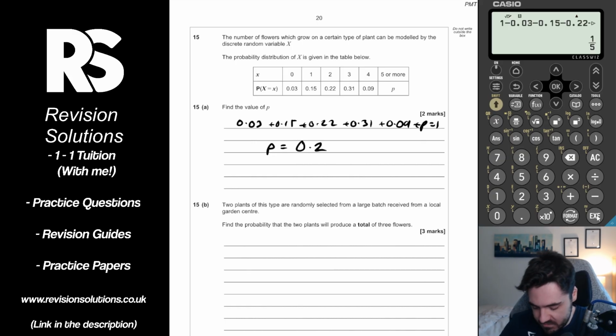Then it says 2 plants of this type are randomly selected from a large batch received from a local garden center. Find the probability that the 2 plants will produce a total of 3 flowers. X is the number of flowers which grow on a certain type of plant, so we don't really need the large batch detail. We're going to assume that the plants are independent, so we can think about what are all the options we can get a total of 3 flowers.